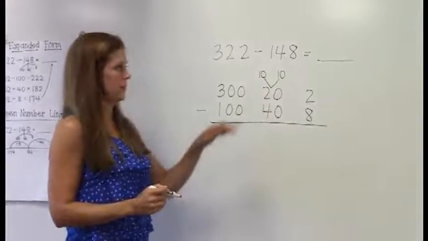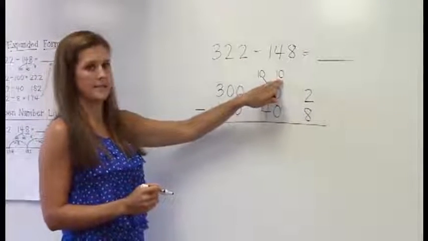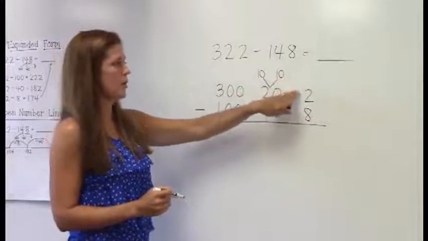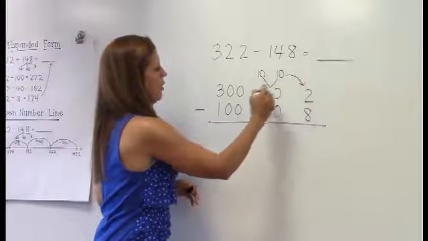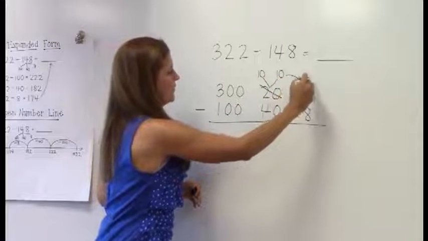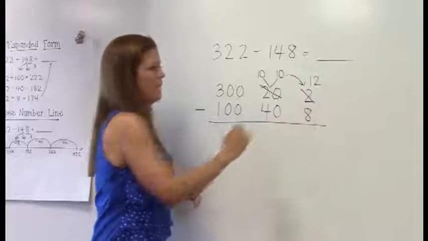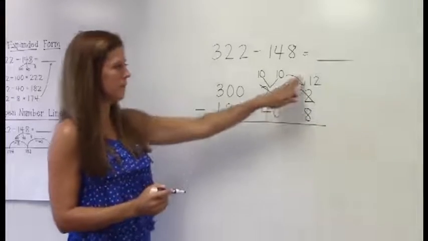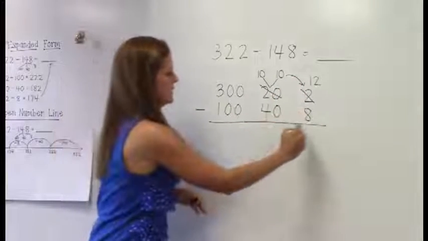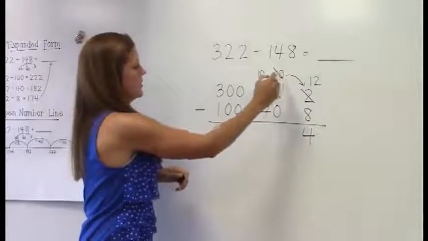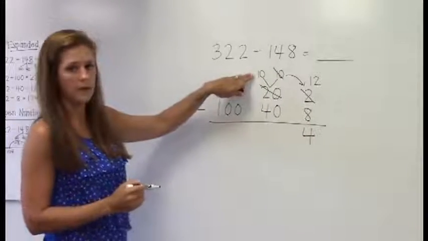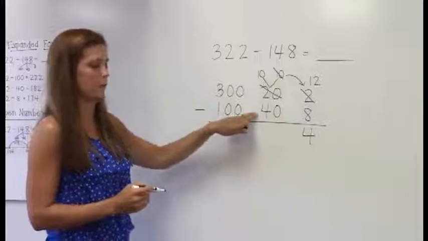Now what students can do is bring these 10 ones over to the ones column and add them to the 2 ones that were already there, and now they have 12 ones. We have 12 minus 8, which is 4. Let's come back over to the tens column now for subtracting and see that we have 10 minus 40, which again is not possible.